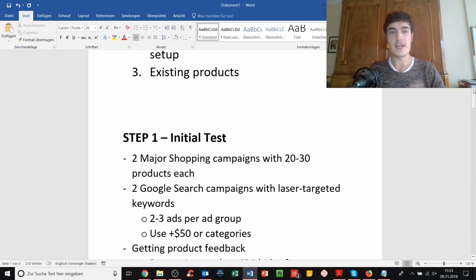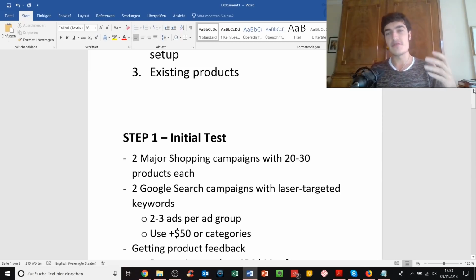So in the first few days, I don't really care about any return on ad spend or return on investment. Of course, it's cool if you have some, but in the beginning, you cannot expect it. So I was just sitting there, setting everything up. At this point, we were running 2 shopping and 2 search campaigns, and just collecting feedback. So which of the products work on shopping, which of the 2 search campaigns is actually getting qualified clicks.